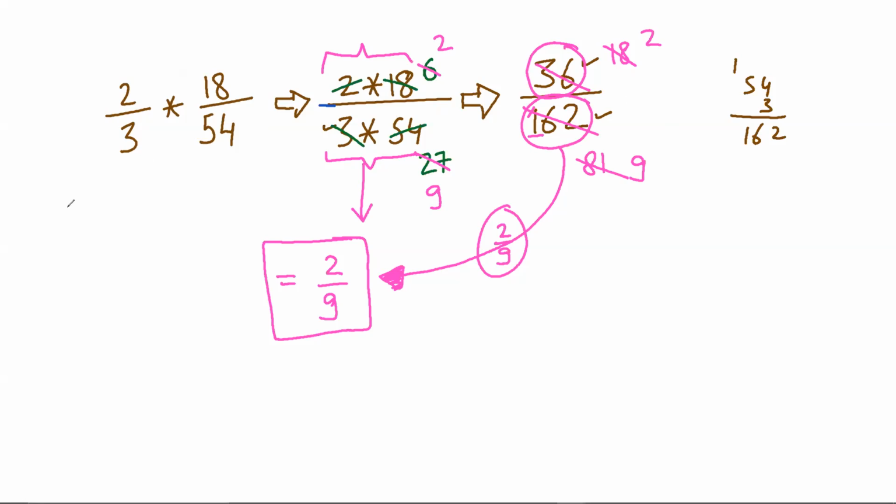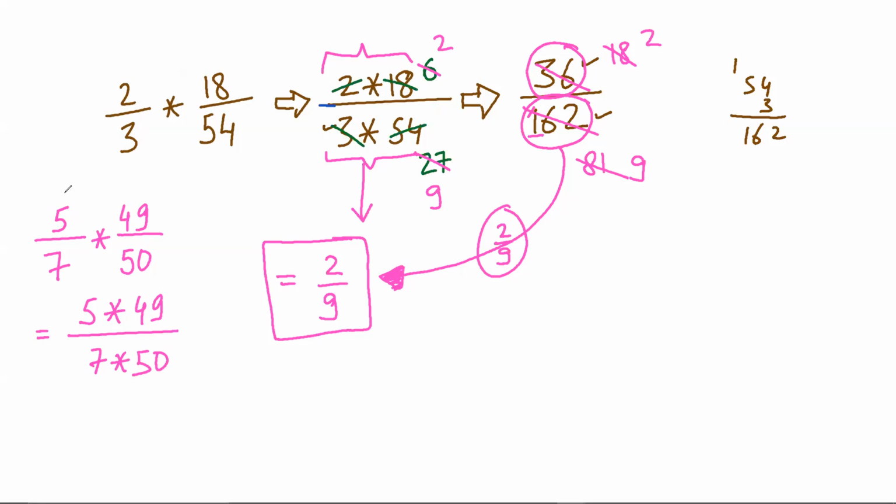So let us take another example. 5 upon 7 into 49 upon 50. What I'll suggest is that you do not even have to write 5 into 49 upon 7 into 50. But if you want to write, you can write. Just remember that numerators and denominators, you have to find the common factors.